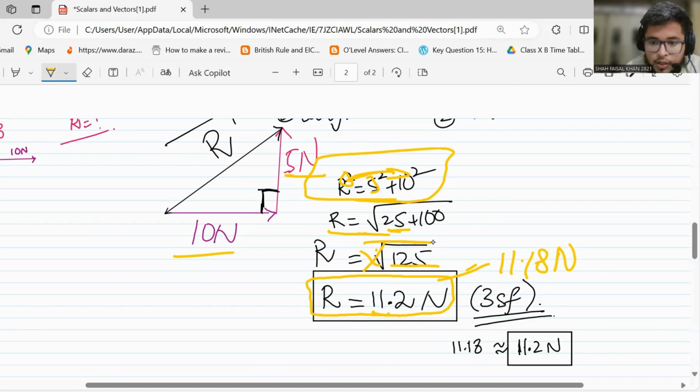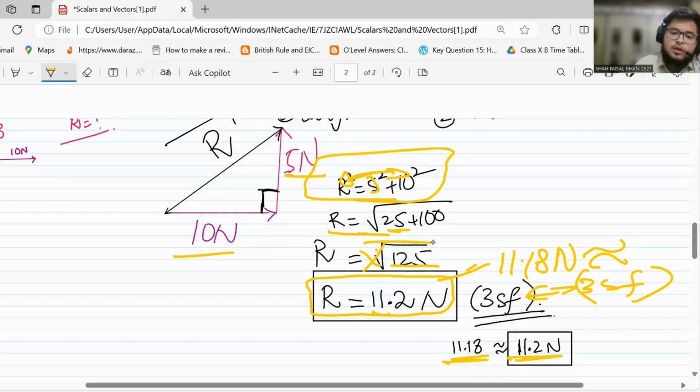11.18 Newton. But we round off to make it three significant figures, because we mostly have to give answers in three significant figures, so you have to keep it in three significant figures.